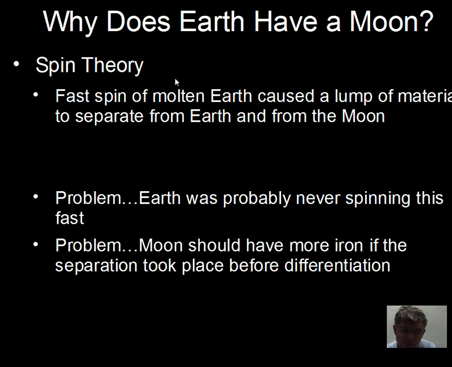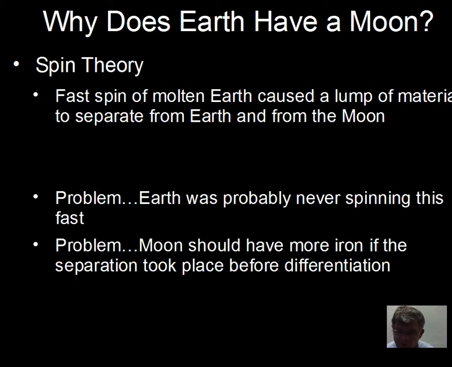Spin theory. Suppose the Earth is molten and it spins very fast. It would be hard for the material at the outer edge to stay near the planet. Gravity has to supply the force that keeps this mass moving in a circle. And if the spin speed is too high, then gravity can't prevent a little blob of mass from breaking off and moving away from the Earth.